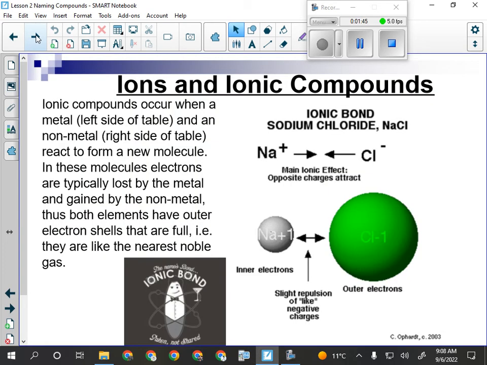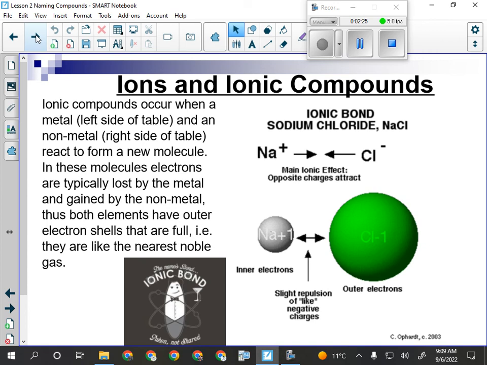Okay, so as we just said, ionic compounds occur when a metal from the left side of the table and a non-metal from the right react to form a new molecule. When ionic compounds form, the bond between the metal and the non-metal is actually quite weak. It involves a trading of electrons. This is actually the process that led Bohr to his planetary model of electron alignment. He noticed that when ionic compounds were formed, the charges of the two elements changed.